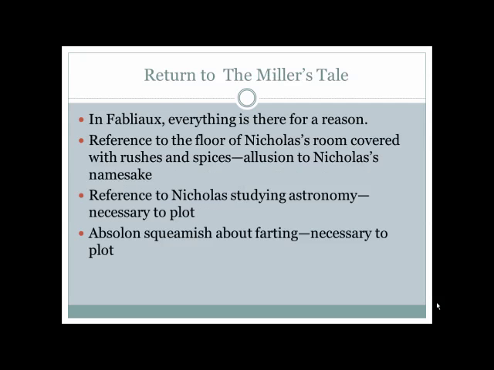Again, as I told you, everything is there for a reason. So, for example, when you read it and there's a reference to Nicholas's floor being covered with rushes and spices, that's an allusion to Saint Nicholas, which, what we think of as Santa, is much different from the European version of Saint Nicholas. But there's that in there. When it says Nicholas is studying astronomy, that's an important plot point we'll need later. When Absalom makes a comment that he's squeamish about farting and doesn't like people farting around him, that becomes a plot point later on.